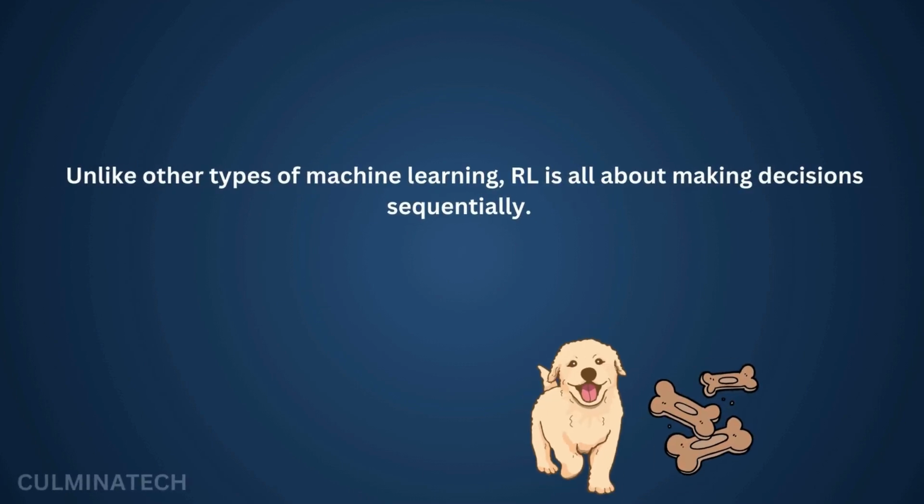Unlike other types of machine learning, reinforcement learning is all about making decisions sequentially. It is similar to teaching a dog new tricks. You reward the dog for a trick done correctly and provide no treat for a trick done incorrectly. Over time, the dog learns to perform tricks that maximize its treats.